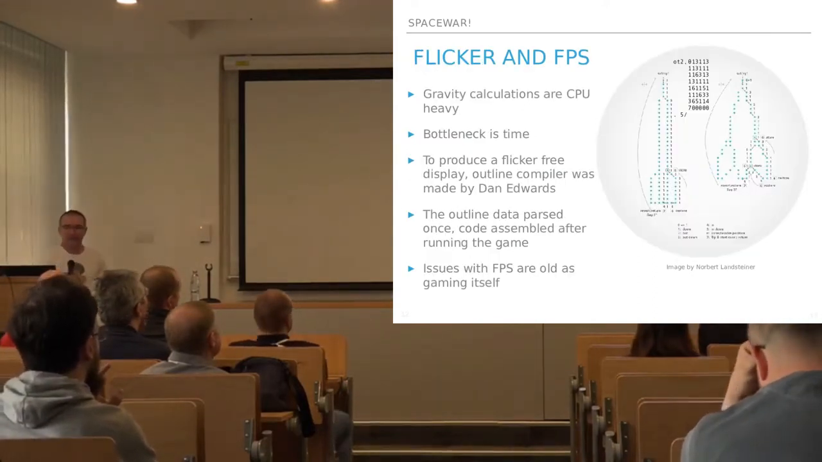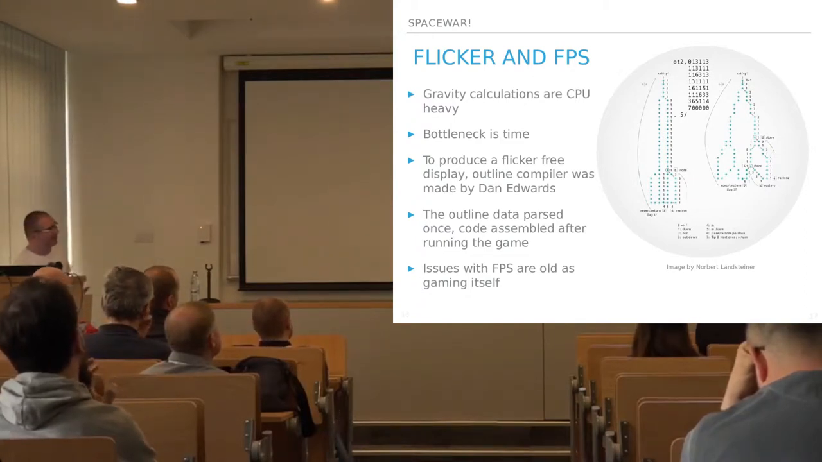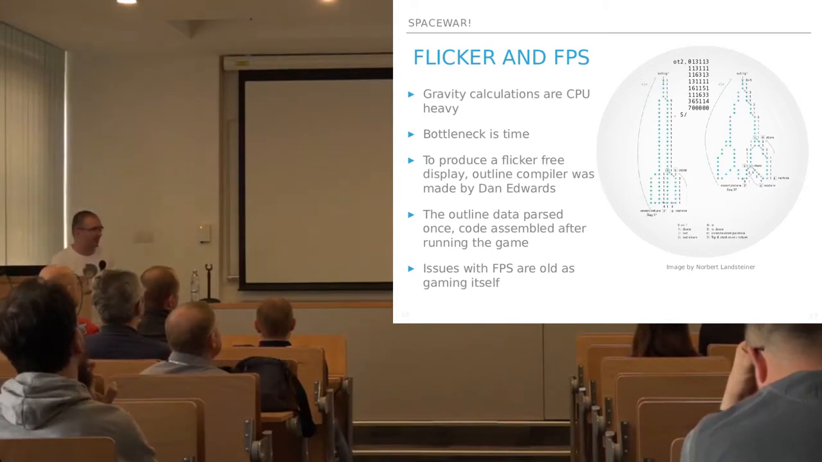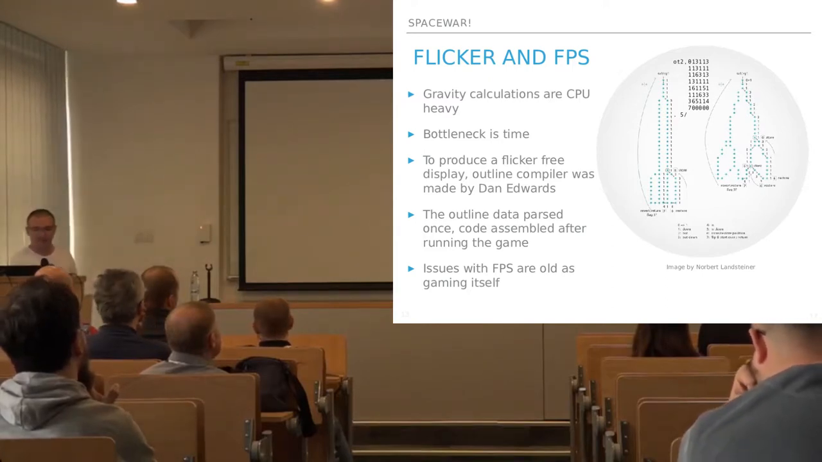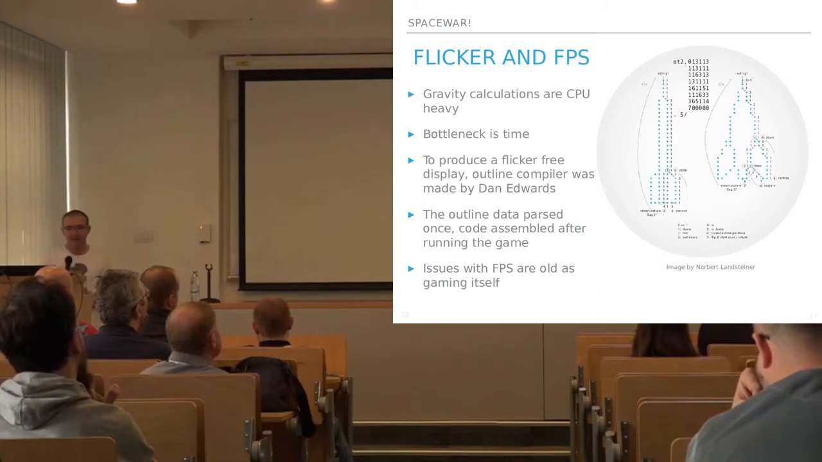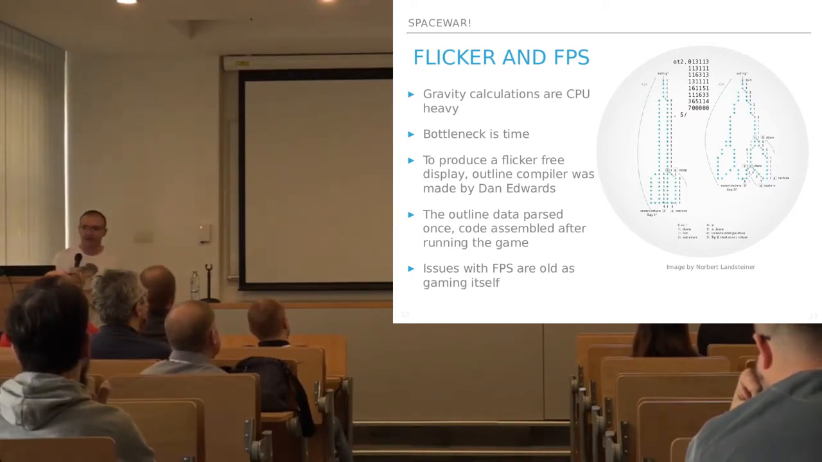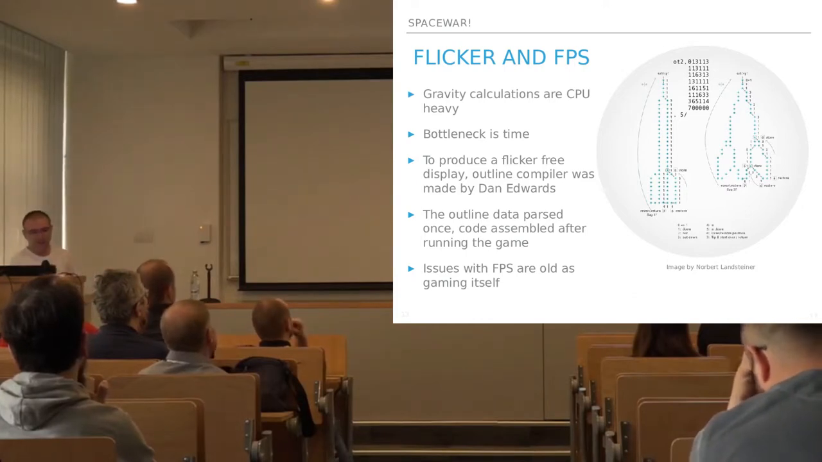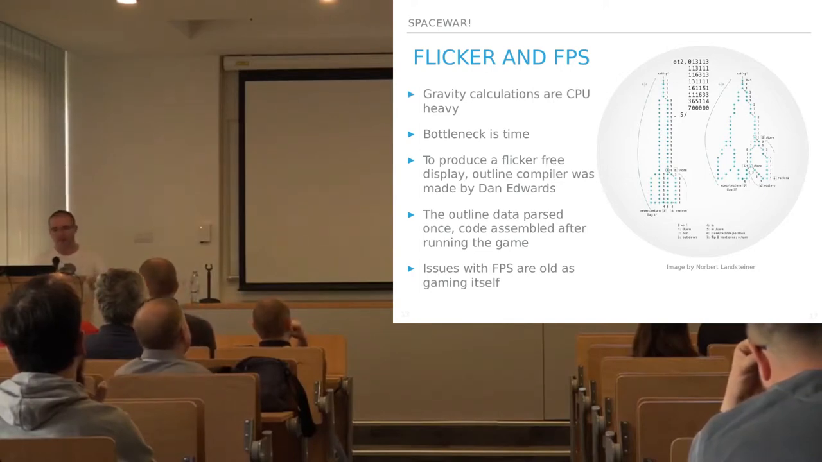What about the flicker? Well, these gravity calculations are quite CPU heavy. These early computers had a processor speed of 200 kilohertz, so multiplications, divisions, and square roots are all quite demanding on the CPU, and the bottleneck is time. You need to go through your main loop with a high enough frequency and redraw the screen to avoid any flicker. And after they put in the gravity calculations, the game started to flicker because they weren't executing the main loop fast enough.